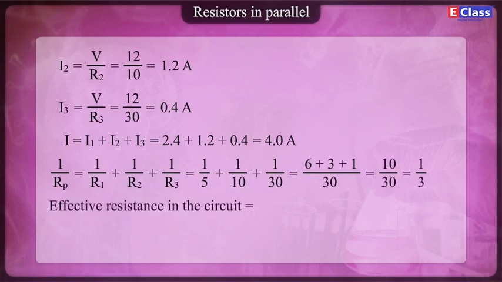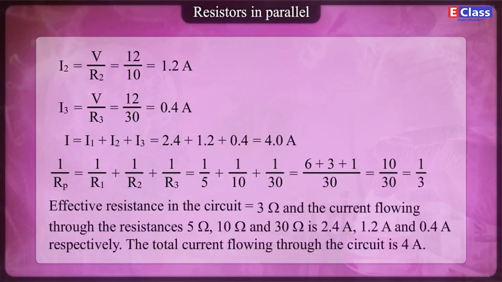Effective resistance in the circuit is equal to 3 ohm and the current flowing through the resistances 5 ohm, 10 ohm and 30 ohm is 2.4 ampere, 1.2 ampere and 0.4 ampere respectively. The total current flowing through the circuit is 4 ampere.